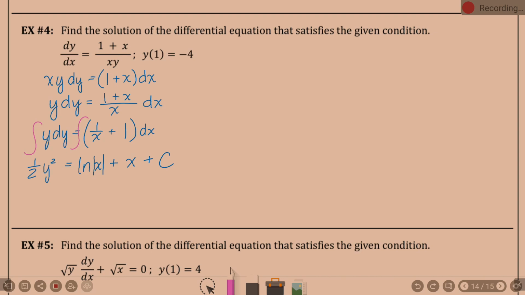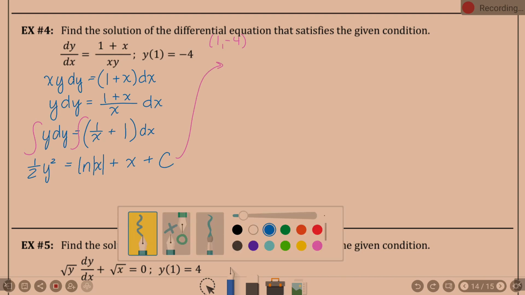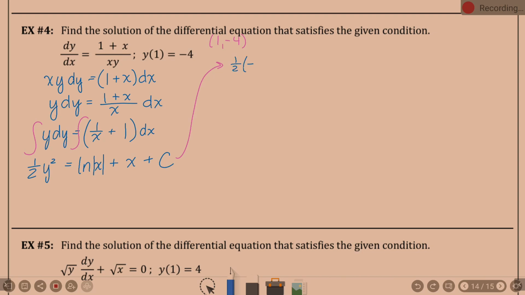Yeah. Now, once you get that plus c, we have the ordered pair 1, -4, right? 1's your input, -4 is your output. So, let's plug them in. So, 1/2 times -4 squared equals natural log of 1 plus 1 plus c. Okay. -4 squared is 16. Half of 16 is 8.